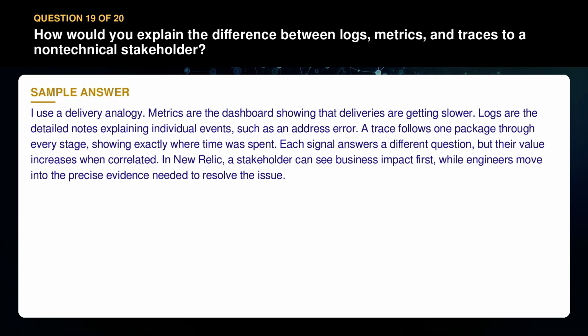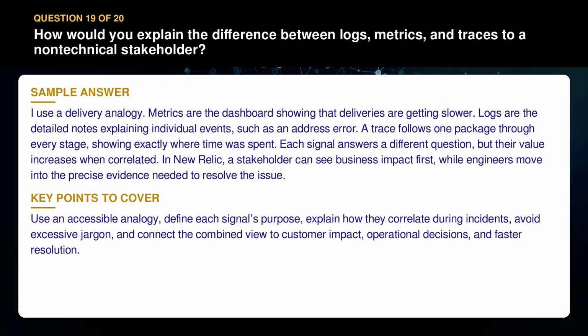In New Relic, a stakeholder can see business impact first, while engineers move into the precise evidence needed to resolve the issue. Use an accessible analogy, define each signal's purpose, explain how they correlate during incidents, avoid excessive jargon, and connect the combined view to customer impact, operational decisions, and faster resolution.